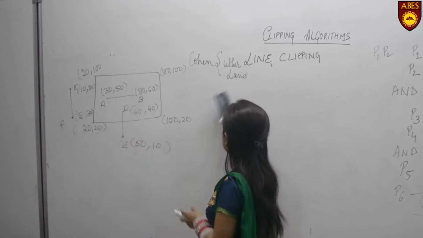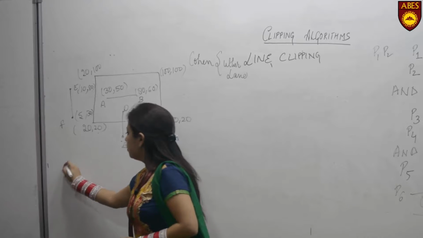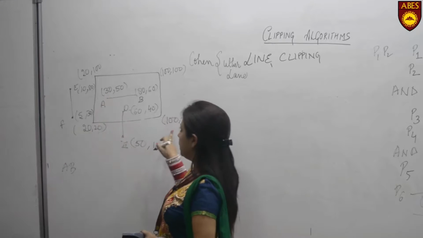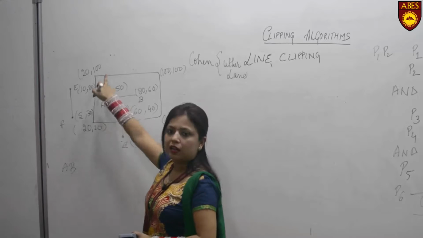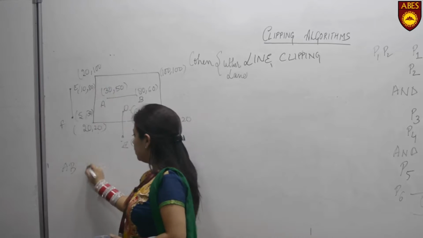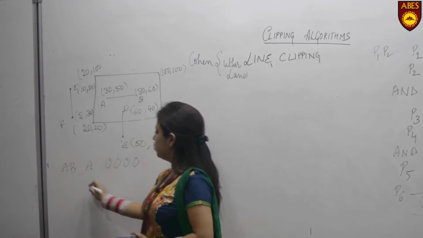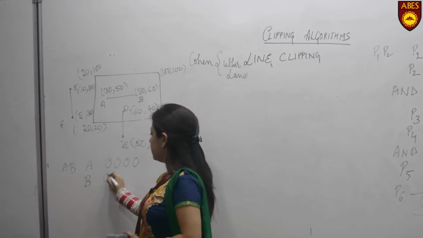The first one is your AB. When you talk about AB, 30 lies between 20 and 100 and 50 again lies between 20 and 100. So it's a visible point. The region code of A is, it is within the window, 0000 and the region code of B is again 0000.